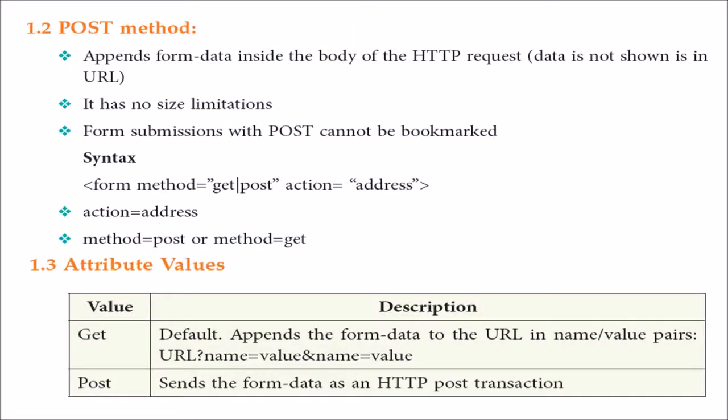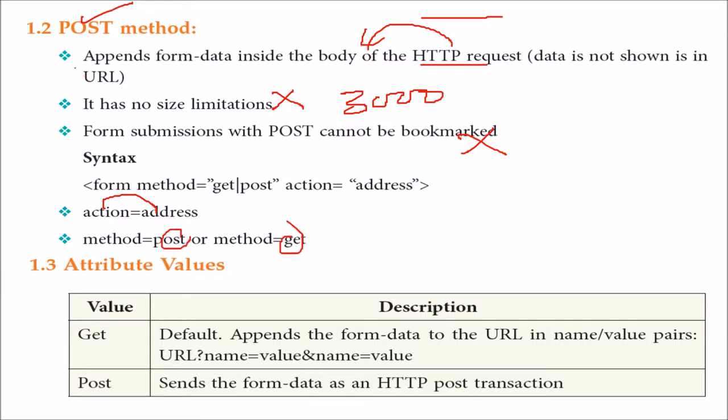But for the post method, if the data is sensitive, you use post, because data will not be shown in your URL, but rather it will go as an HTTP request or in the body of the HTTP request. It has no size limitation like 3000, and since the data is not visible, it cannot be bookmarked. So the action would be some address, some link. The method could be post or get, as we have seen.